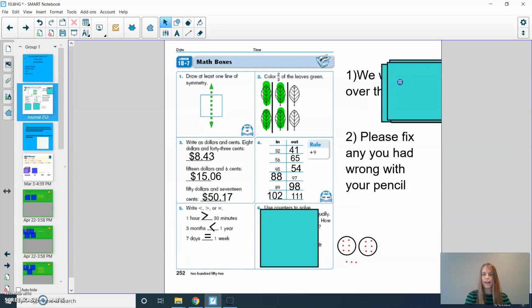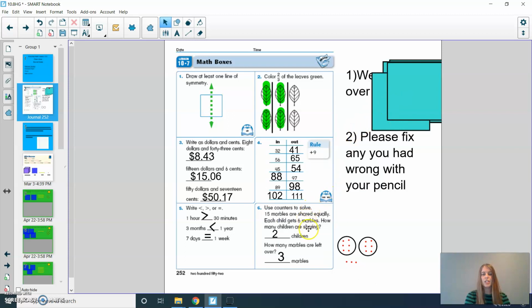For question number 5, use less than, greater than, or equal to. 1 hour is greater than 30 minutes. 3 months is less than 1 year. And 7 days is equal to 1 week.